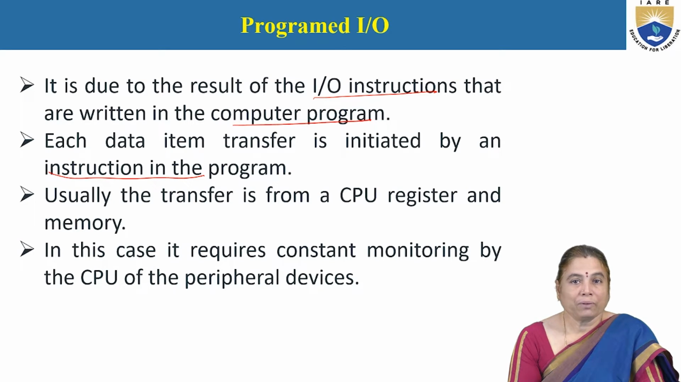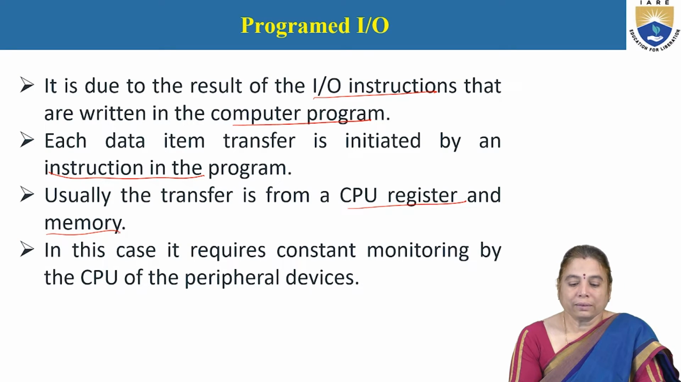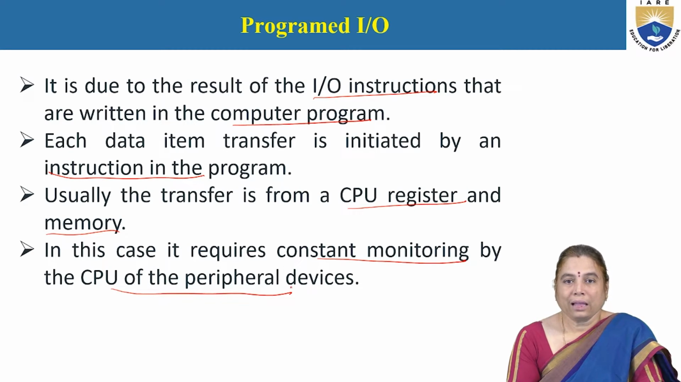So when the input-output operation is originated with the help of a program instruction, it is referred to as programmed I/O. Usually the transfer is between a CPU register and the memory. In this case, it requires constant monitoring of the peripheral devices by the CPU. So when the input is completed and how it is controlled must be continuously monitored by the CPU in case of programmed I/O.